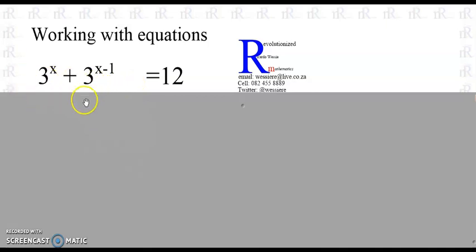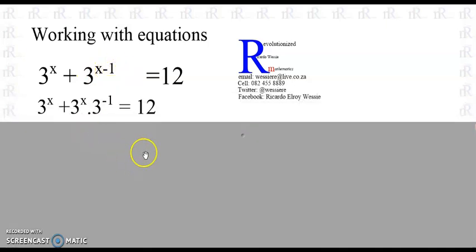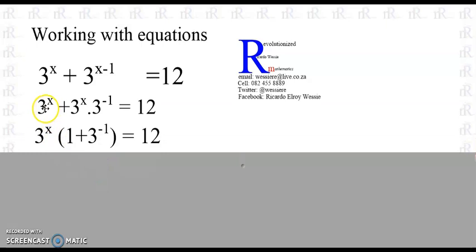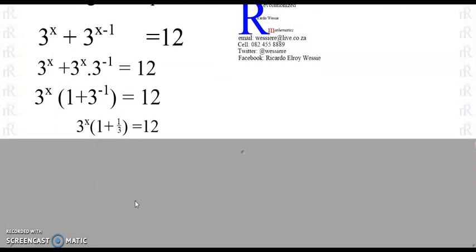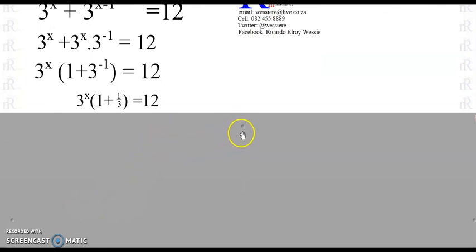Here, 3 to the power of x is a common factor. So we firstly break this one up as 3 to the power of x multiplied with 3 to the power of minus 1. This is equal to 12. Our next step now is we take out the common factor, which is 3 to the power of x, multiplied with 1, and multiplied with 3 to the power of minus 1. But 3 to the power of minus 1, written as a normal number, would be a third. 1 plus a third will give me 4 thirds, or it will give me 1 and a third.